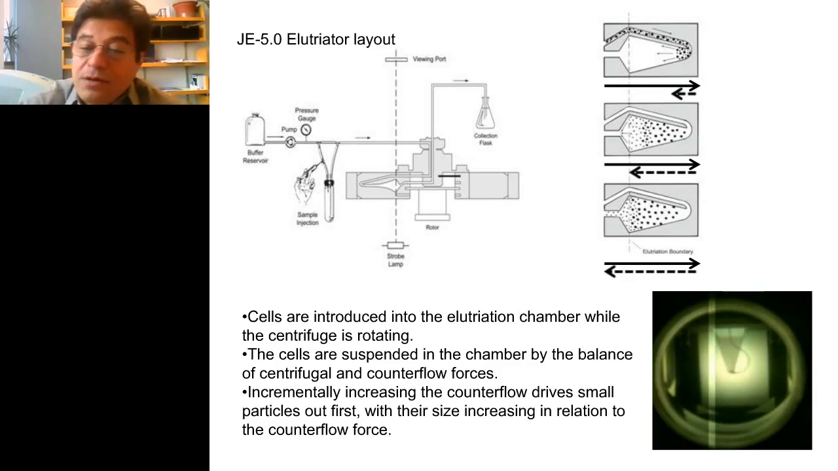And the image down here is the actual strobe image of what's going on in the chamber, and you can see the triangular shaped chamber in there, and you can actually make out the elutriation boundary, which is right there at that point. So this is during the loading, and then by increasing the throughput of the fluid, the elutriation buffer, we can push out selected fractions from this mixture.